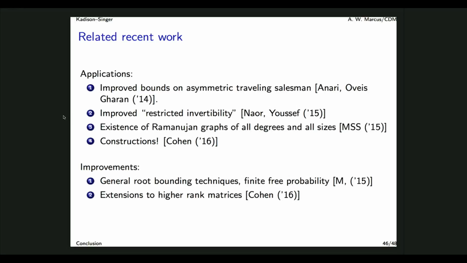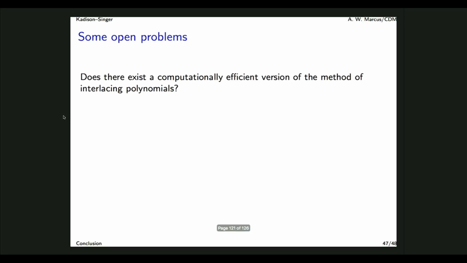It turns out that the method of interlacing polynomials, at least building the interlacing tree, is asymptotically tight. So if you can get the correct bounds on whatever your expected characteristic polynomial is, you'll get the best bounds you could possibly get asymptotically on the individual polynomials. And there have been some extensions to higher rank matrices also by Michael Cohen, who's the grad student at MIT.